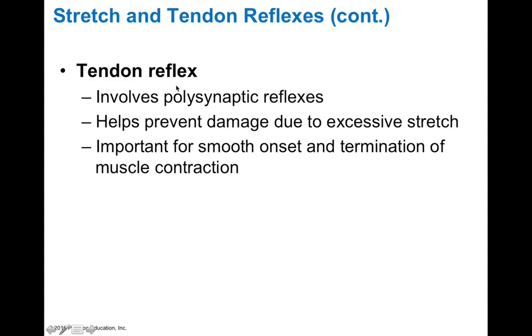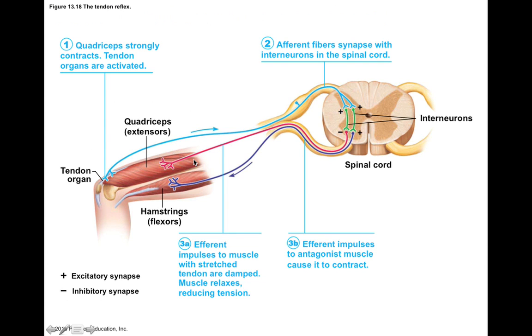Now, tendon reflexes also involve polysynaptic reflexes, and it helps prevent damage due to excessive stretch. It's important for smooth muscle onset and termination of muscle contraction as well. And so an example of where we see this happening is where we see stretch of our tendon here. And in response to this, we actually have impulses that are sent back towards the spinal cord. And to prevent overstretch on that tendon, what happens is that our sensory neuron excites an interneuron that inhibits the motor neuron that connects to the quadriceps.